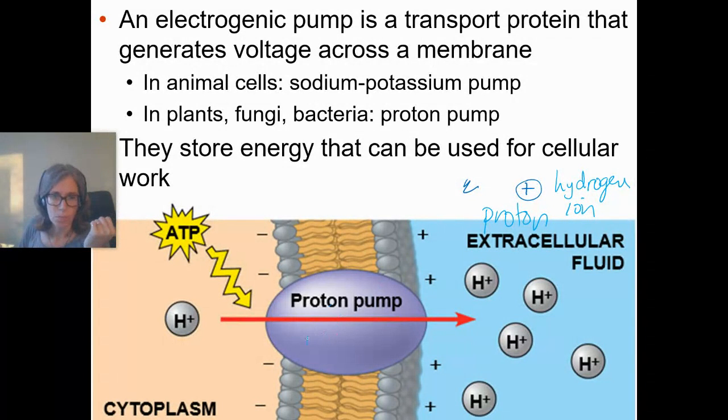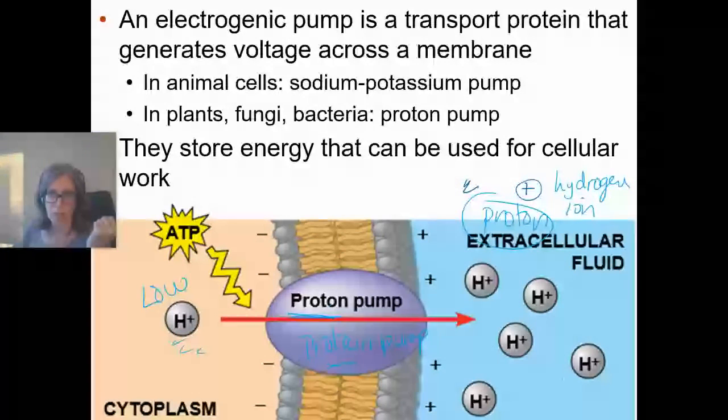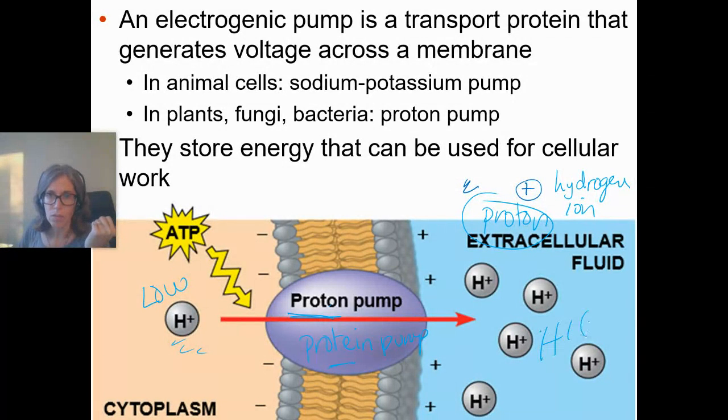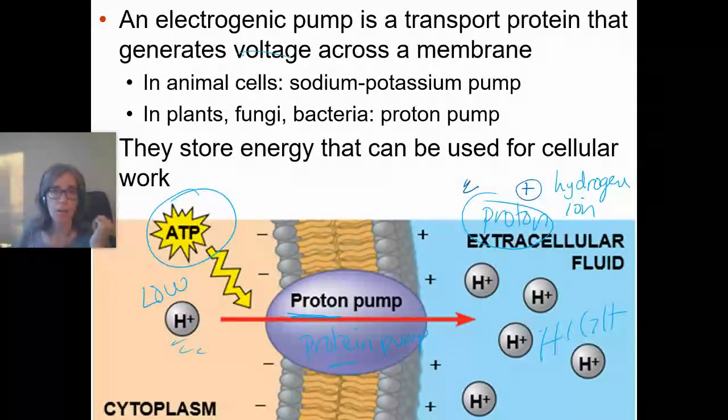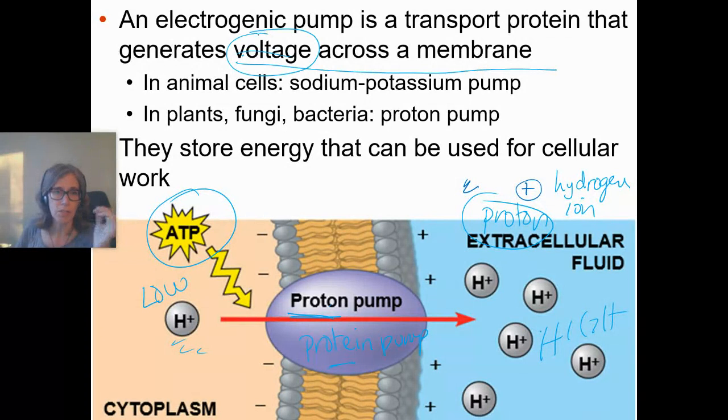So this protein right here that moves stuff, this protein pump, it's a protein pump because it's made out of protein. It's a proton pump because it's moving protons, or you could call it a hydrogen ion pump. It's shoving hydrogen from a low concentration, there's only one of them here, to look at the bunch of hydrogens, you've got a high concentration over here. So you're shoving the hydrogens against their concentration gradient, and it takes energy to do that. So an electrogenic pump is a transport protein that generates voltage across the membrane. So voltage is a difference electrically between the inside and the outside.